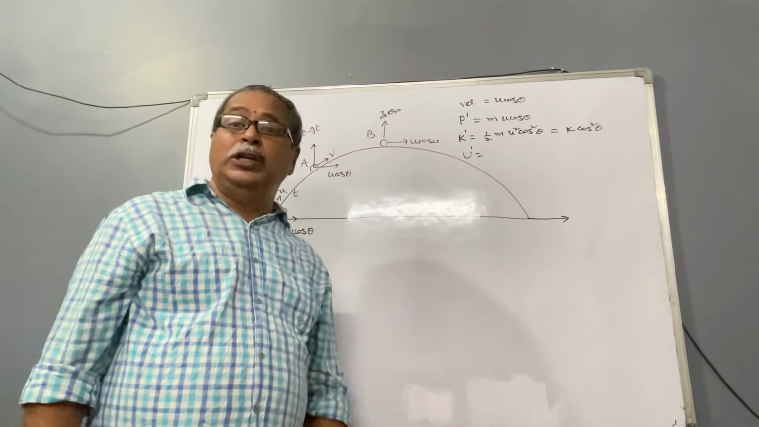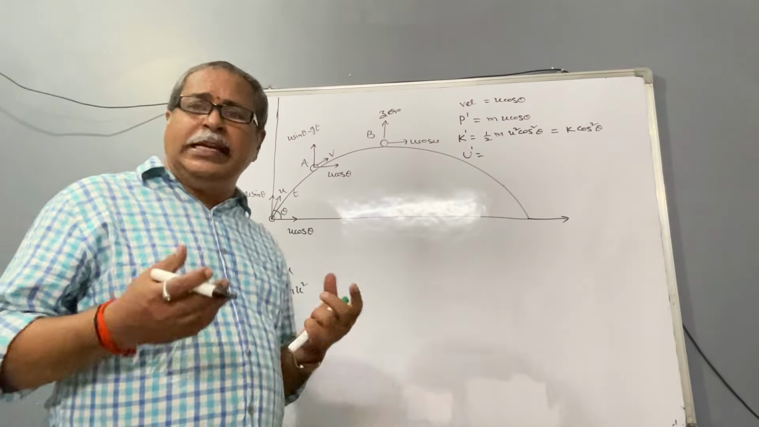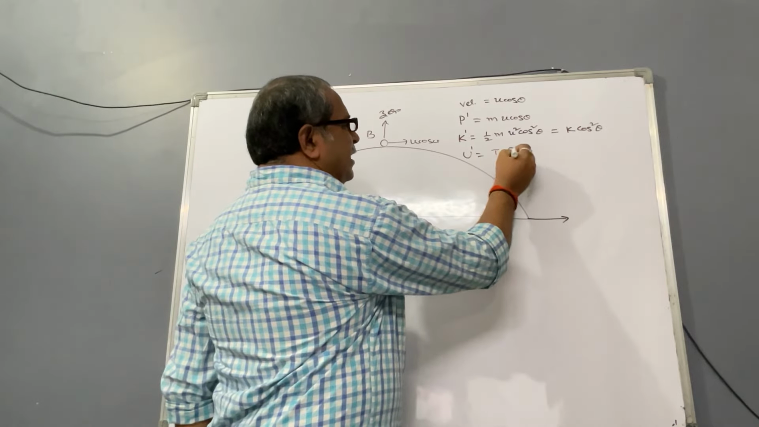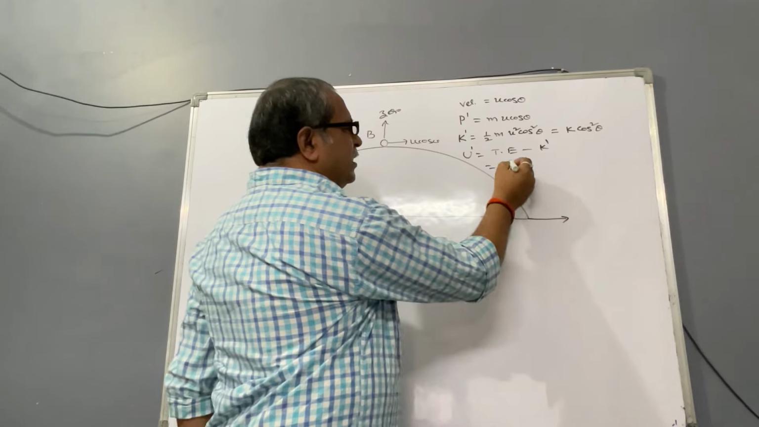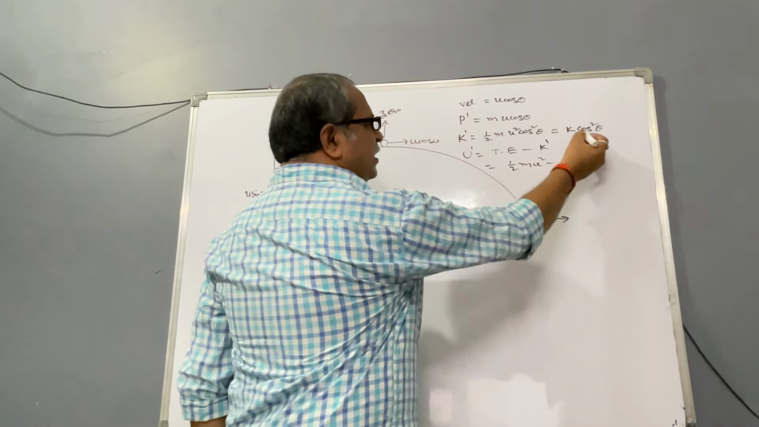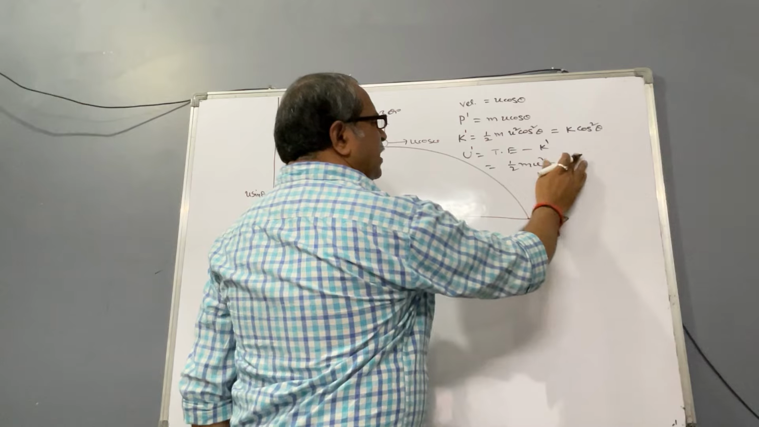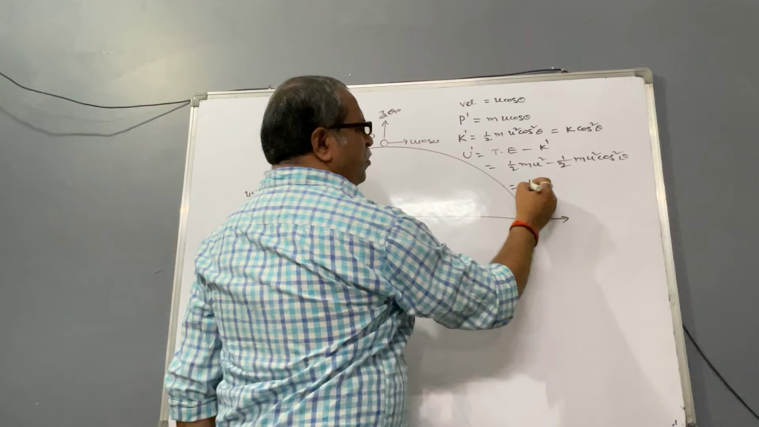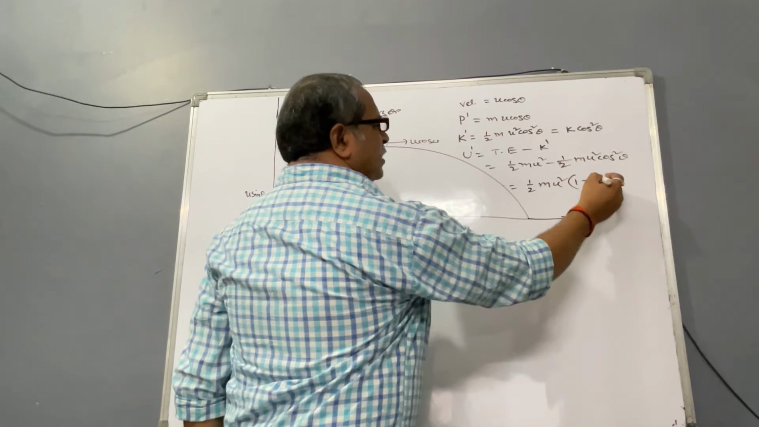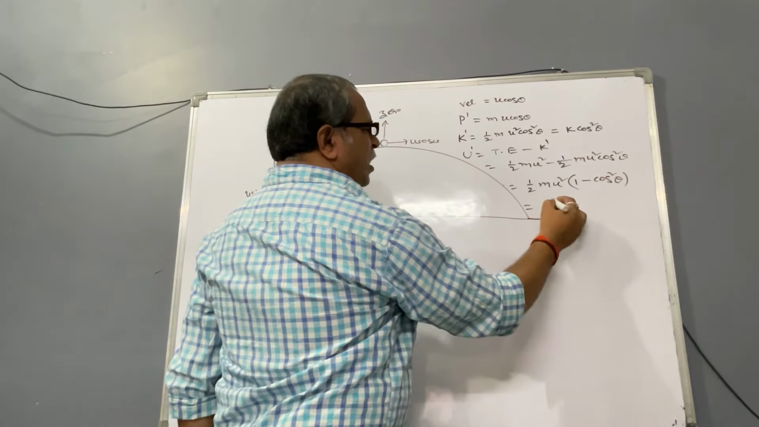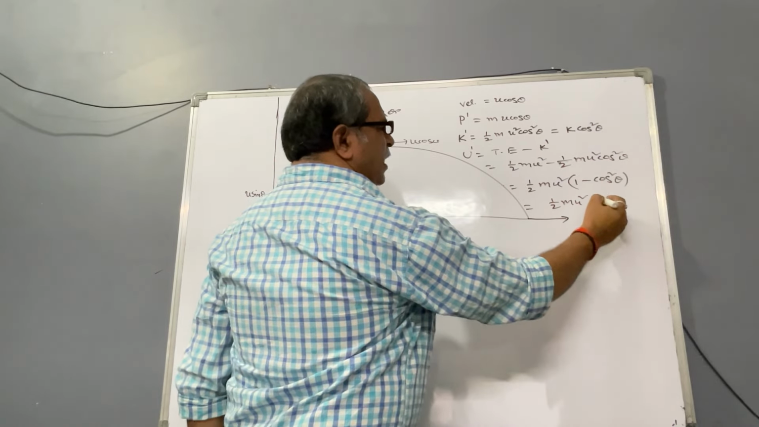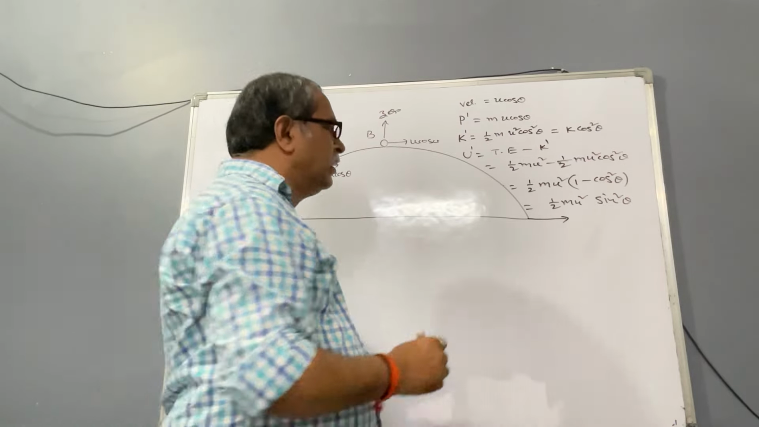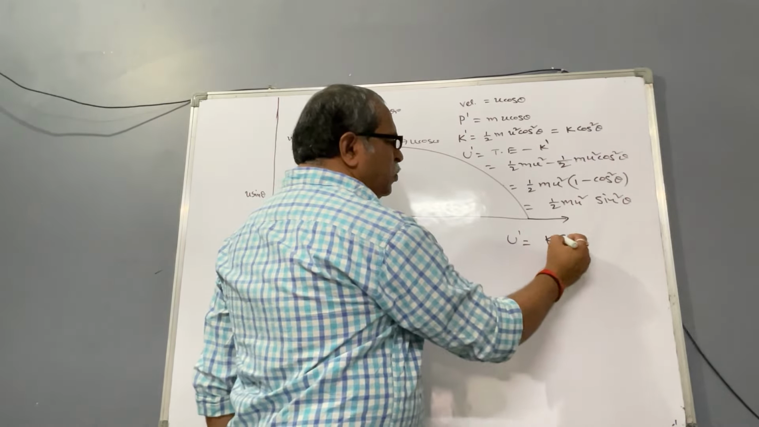But now we want potential energy at that point. Potential energy is nothing but total energy minus kinetic energy. Total energy is half m u square minus kinetic energy, which is K cos square theta, that is half m u square cos square theta. Then half m u square common, and we get 1 minus cos square theta. According to trigonometry, this is sin square theta. So the potential energy at the highest point, U dash, equals K sin square theta.